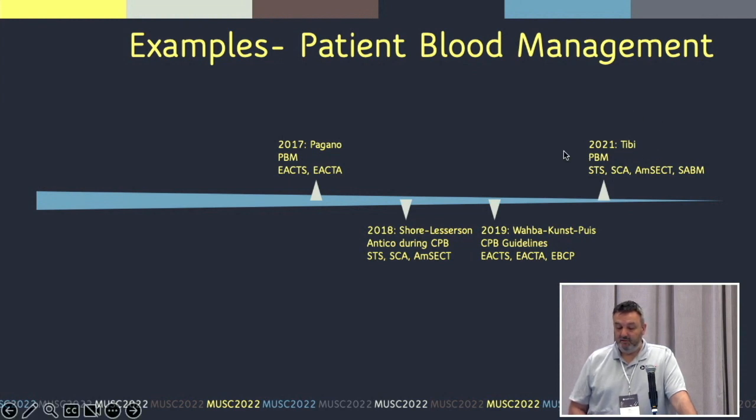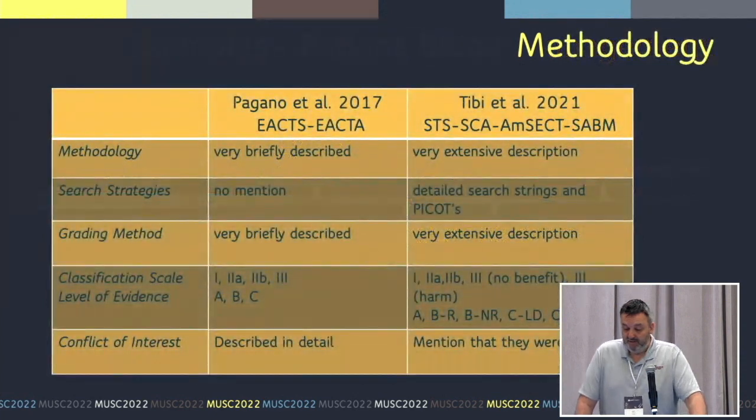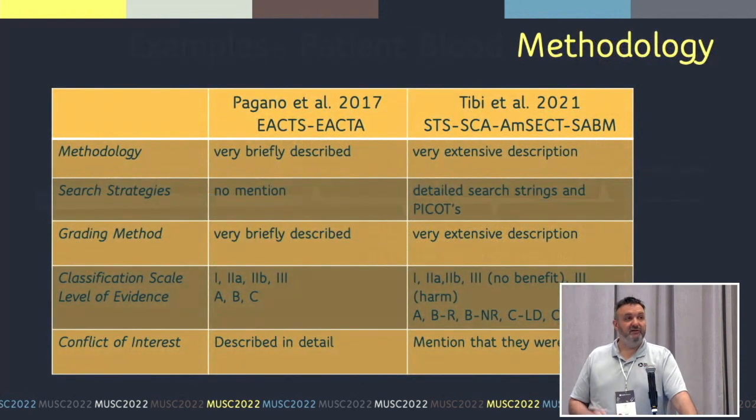And then in 2021, we had the TB publication, which was again STS, SCA, AmSECT, but also the Society for the Advancement of Blood Management. Is that how it is? More and more collaboration, which is good. But then there's a difference in methodology.